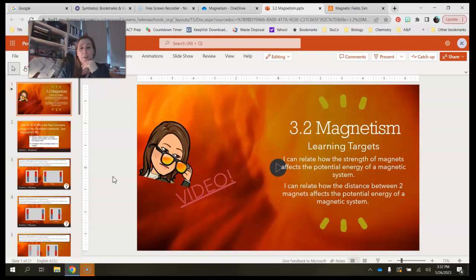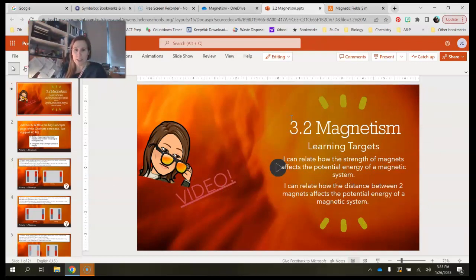And then we're going to add in a little bit of what we've learned so far in chapter 3, talking about strength of magnets. We're also going to tie in a new concept of distance between magnets and being able to compare the distance between magnets. So a lot that we're throwing together in this lesson today.